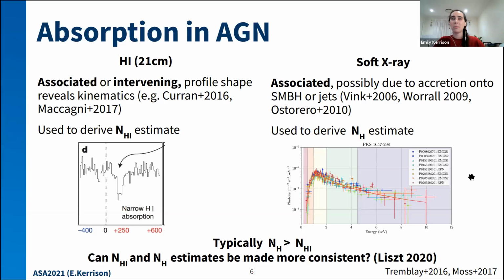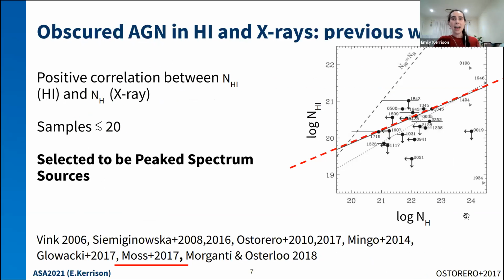But often these can differ by up to an order of magnitude or more. So recently, Harvey List has done some great work on trying to make these two estimates more consistent when they're derived from each method. And that's really helpful because that basically helps us to determine whether or not we're looking at gas that is co-located in each absorption process.